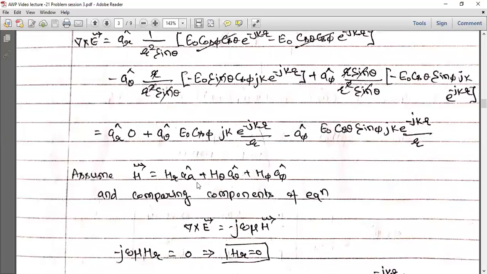that the ∇×E can be written as a_r times 0. There is no component in the radial direction, so a_r times 0, a_θ cap multiplied by E0 cos φ jk e^(-jkr)/r, minus a_φ cap E0 cos θ sin φ jk e^(-jkr)/r.